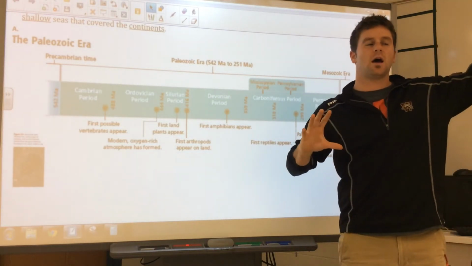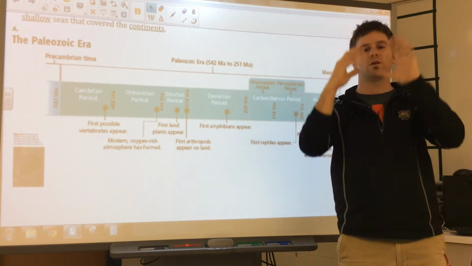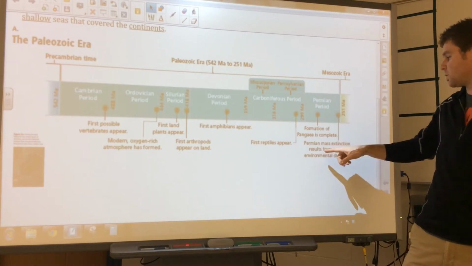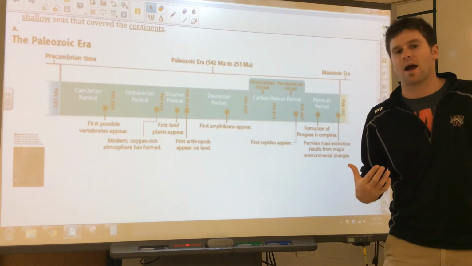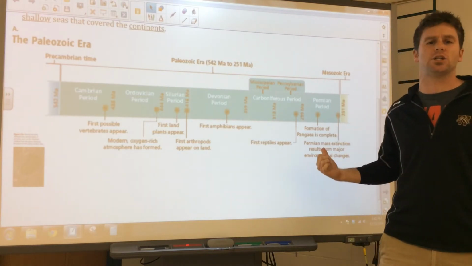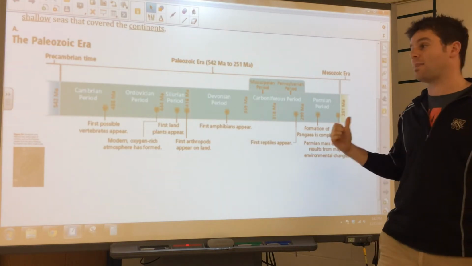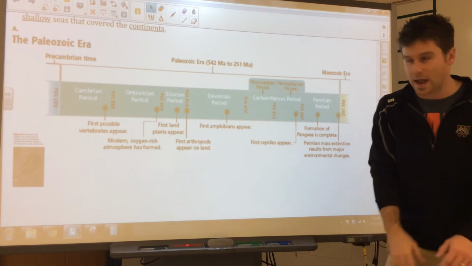So different continents banging together into the one large continent called Pangaea. The Permian mass extinction is a result from the major environmental change. Not sure what exactly that was, but there was a huge change that caused a mass extinction of a lot of organisms, and that ended the Paleozoic era and began the Mesozoic era.